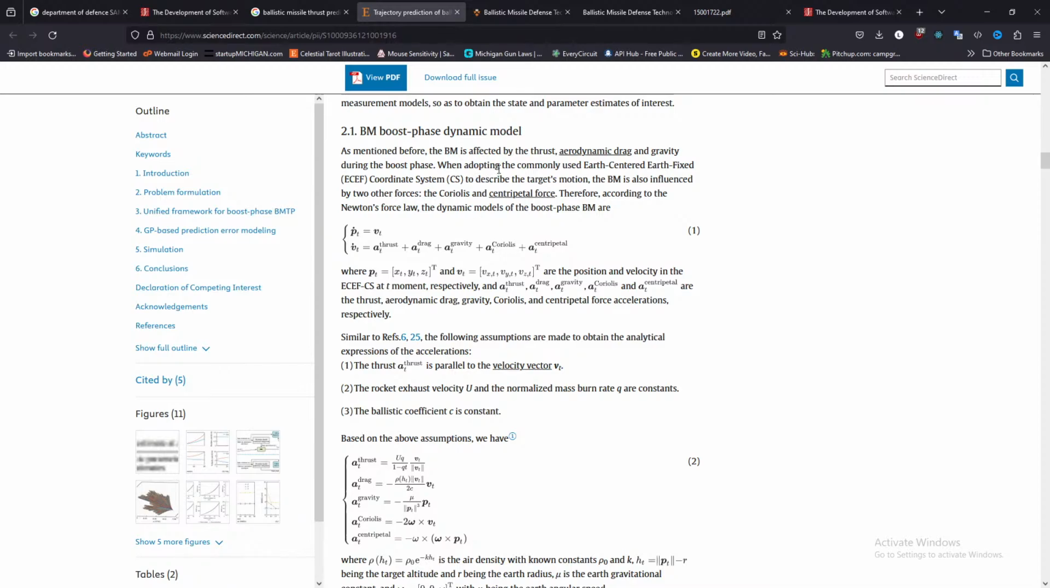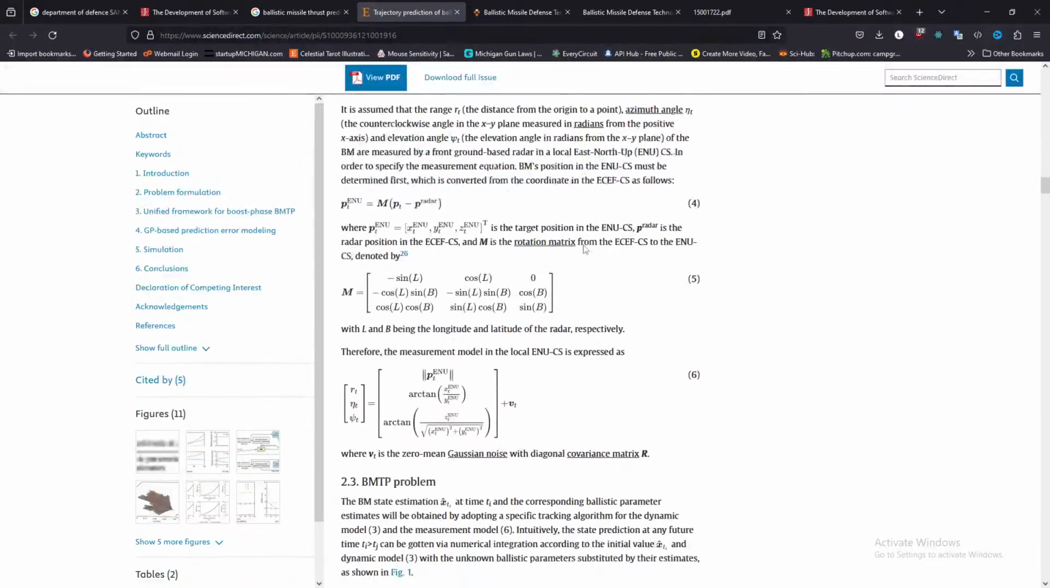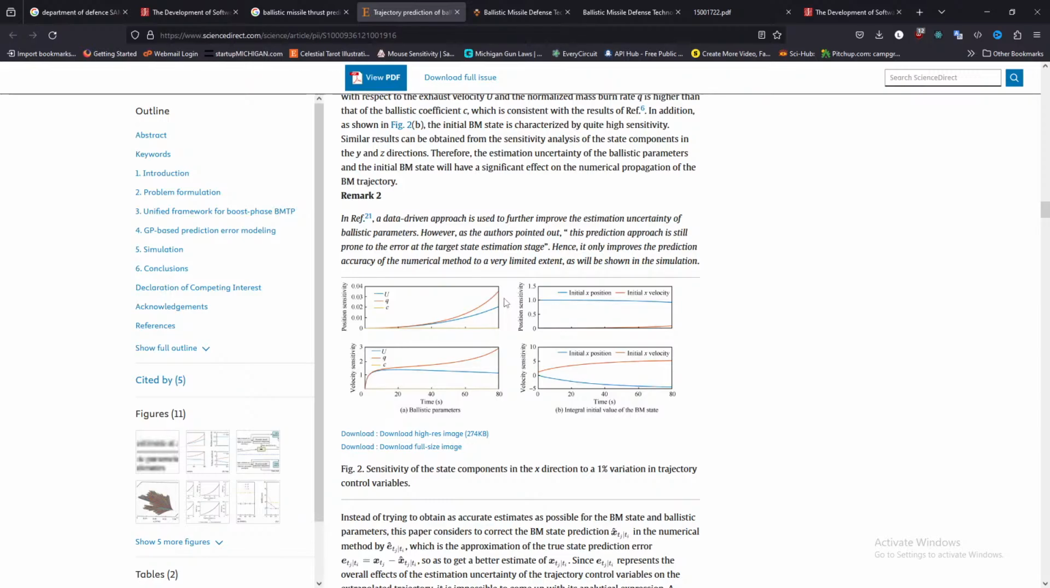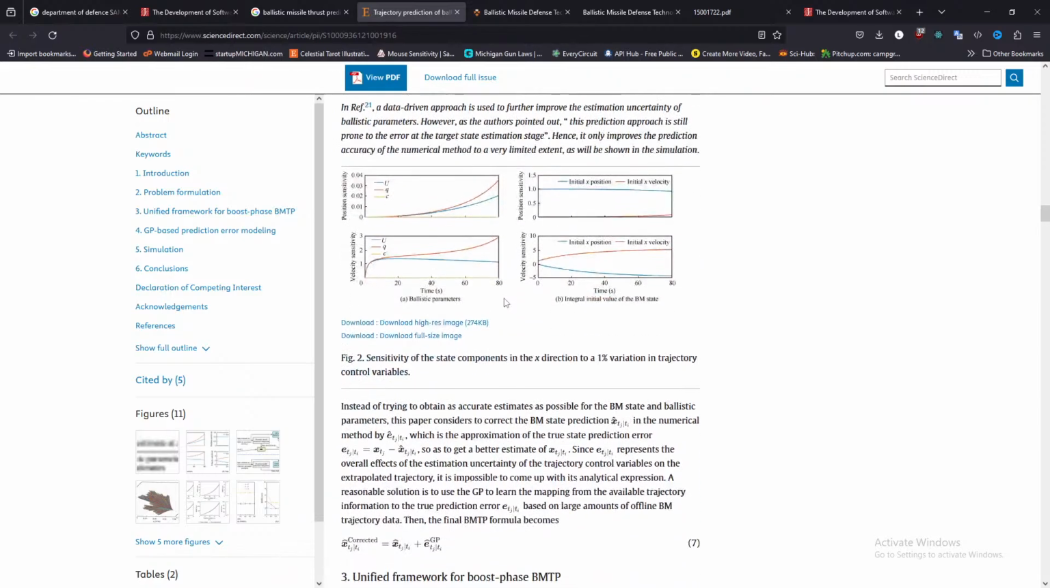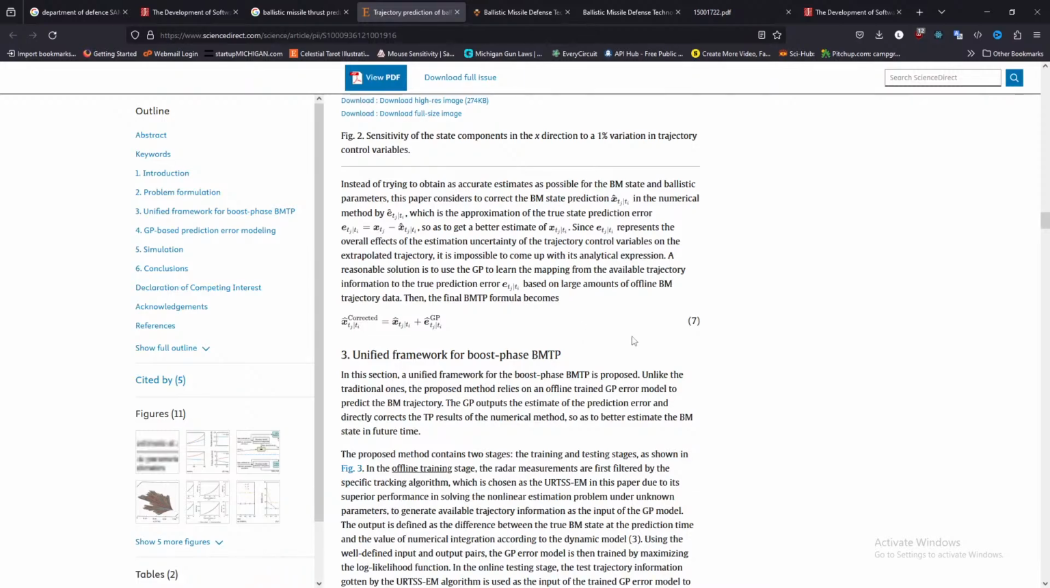But I did find IBM boost phase dynamic model. I think I actually found what I need. Yeah, about a half hour.